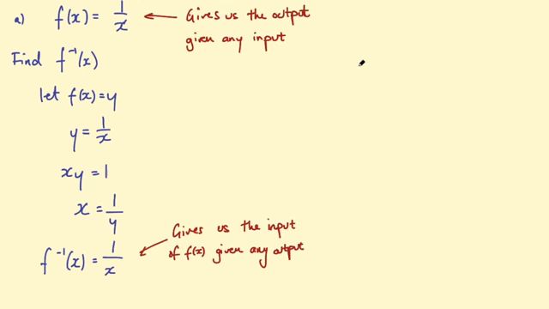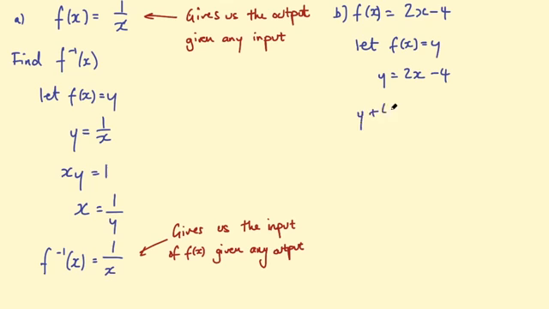So let's just do one other example of this. You might be given a function like 2x minus 4, and you're asked to find the inverse. So remember, the first step is to let f equal y, and then say y equals 2x minus 4, and then rearrange for x. So add 4 to the left hand side, so this is going to be y plus 4 equals 2x, and then divide by 2, so y plus 4 divided by 2 equals x, and so x equals y plus 4 divided by 2.